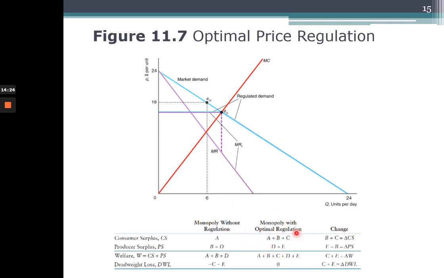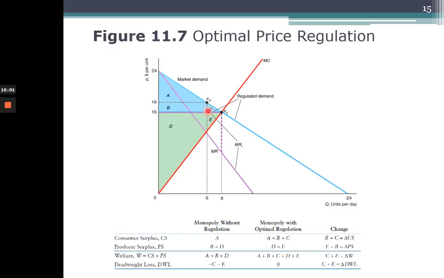So what would your consumer surplus be without regulation? Well, this area A would have been consumer surplus without regulation. If you just had a normal monopoly where MR is equal to MC, you go up to your demand curve. Price charged is 18. So the area below the demand curve gives the price people were willing to pay, but they only pay 18. So that leaves you with this area A as consumer surplus.